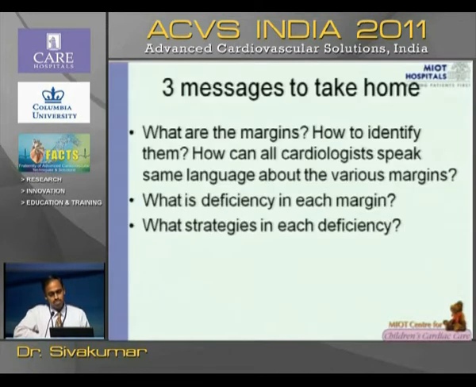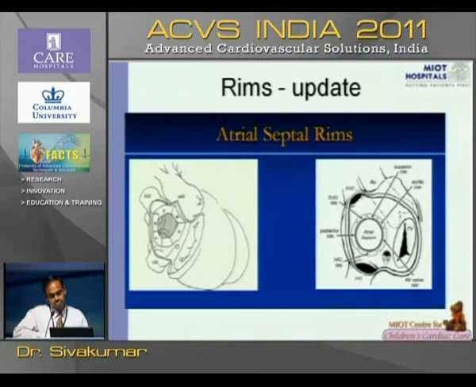So with this background, I'm going to talk on 3 issues: closure of ASDs, the strategies, in those with deficient margins. Number 1, we need to know what is a margin. Number 2, we need to know what is a deficient margin. Number 3, we need to know what are the strategies. So the first 5 minutes is going to be about how all of us can talk similarly on what is a margin, and second is what is deficiency of a margin, and third is what is the strategy.